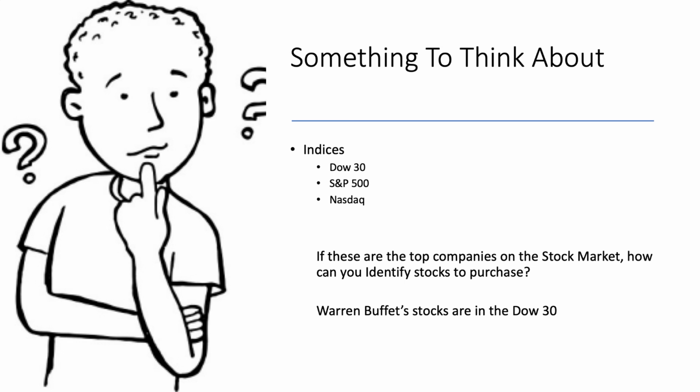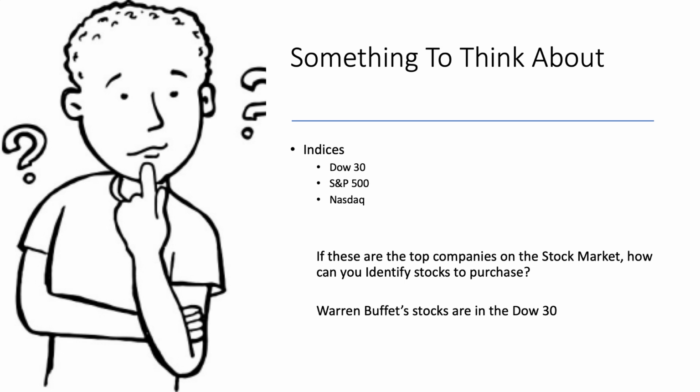S&P 500 is the top 500. And then we have NASDAQ. So if these are the top companies in the stock market, how can you identify stocks to purchase? Warren Buffett stocks are in the Dow 30. When I first started out buying stocks, I bought only from Dow 30 because I felt comfortable. Now, I didn't buy all 30, but the stocks that I picked and chose were from the Dow 30.